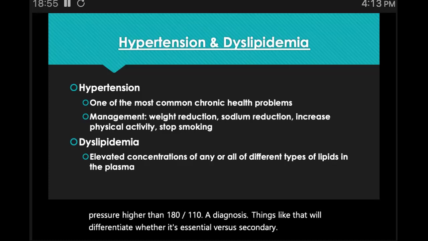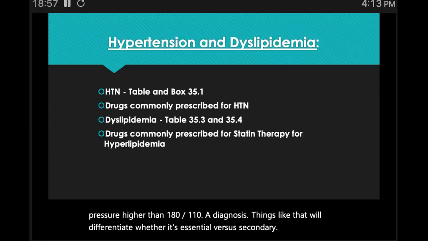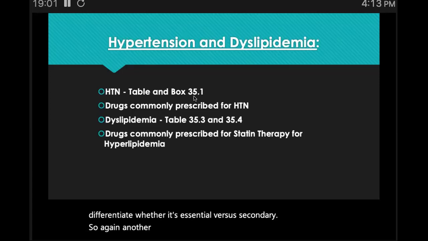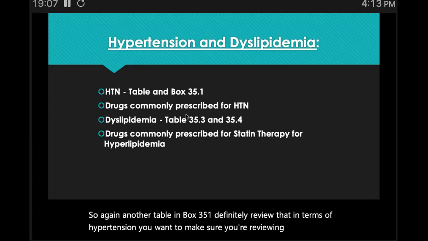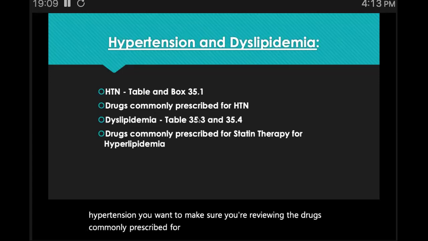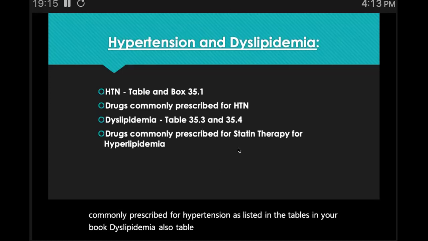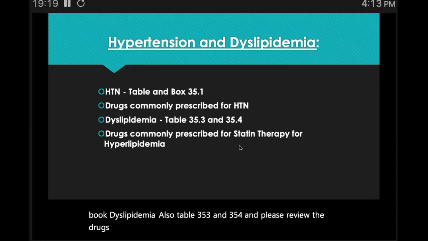Let's see. So again, another table in box 35.1, definitely review that in terms of hypertension. You want to make sure you're reviewing the drugs commonly prescribed for hypertension listed in the tables in your book. Dyslipidemia, also table 35.3 and 35.4, and please review the drugs commonly prescribed for statin therapy.